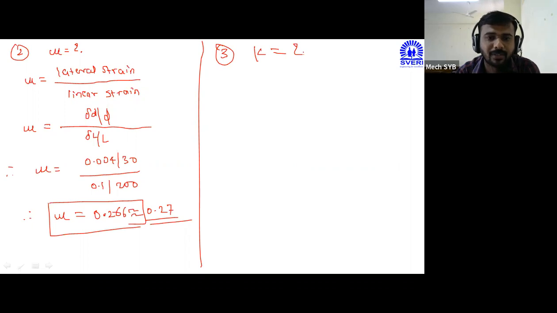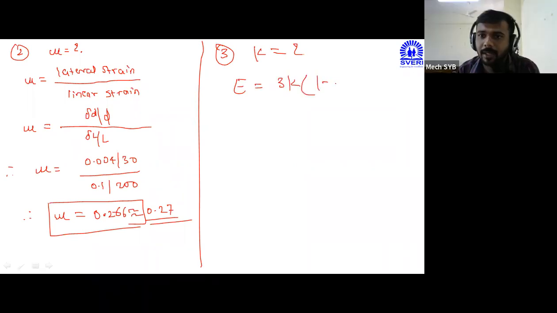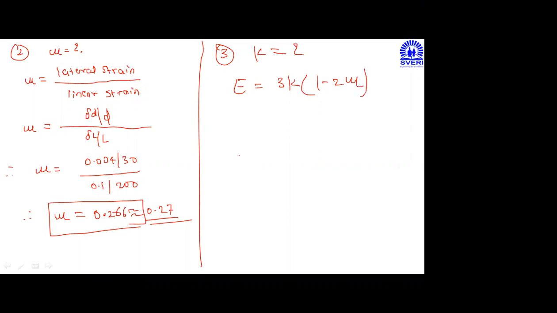Out of our three relations, G is not given in this problem. So E is equal to 3K in bracket 1 minus 2 mu.